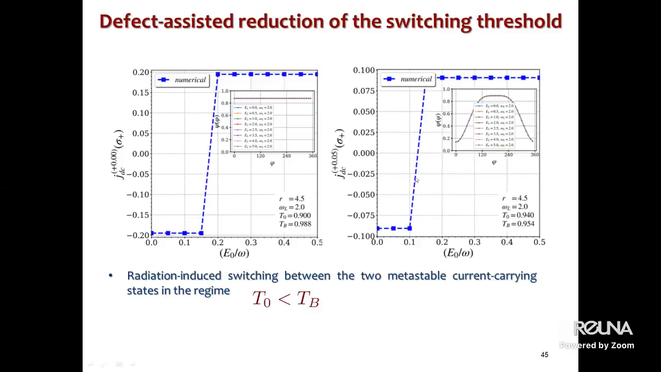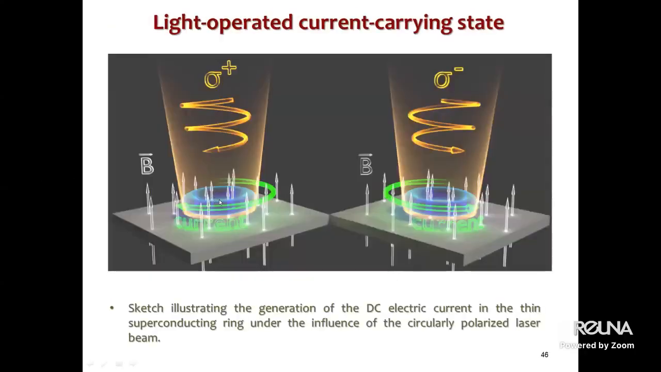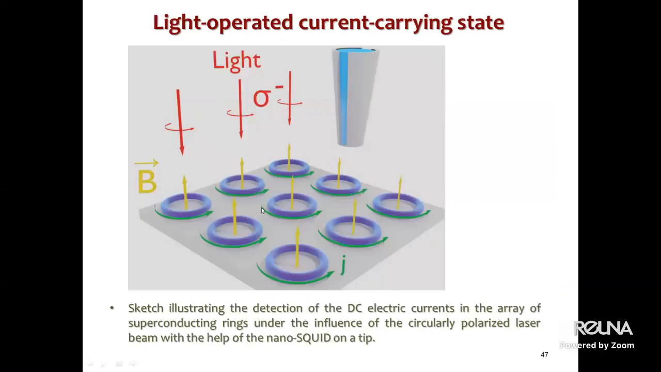And now I'm coming to the conclusions. Here I simply show again that the inverse Faraday effect offers the ability to deterministically, optically switch between different current carrying states in superconducting nanorings. That was the model. In reality, one can use a system of rings. So a suitable system for observing the predicted effect can be an array of small superconducting rings in a magnetic field that creates half a flux quantum through the ring. And then one can use a nanoSQUID to determine the direction of the current.